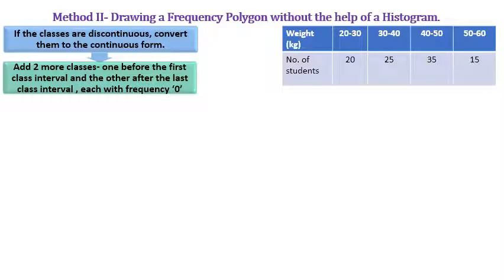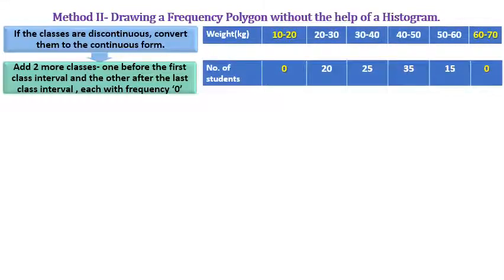We add two more classes, one before the first class interval and the other after the last class interval, each with frequency 0. Here the class width is 10. Keeping the class width same, we add two more class intervals. So the new class intervals here are 10 to 20 and 60 to 70, each corresponding to frequency 0.